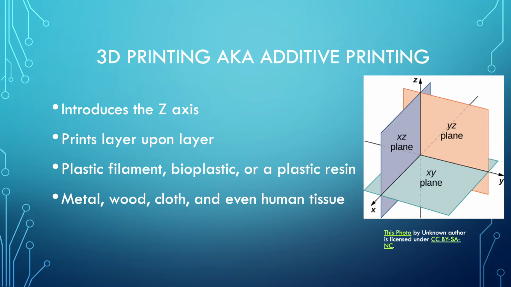The most common materials used for printing are plastic filaments, bioplastic, which is a biodegradable plastic made from corn, beets, or other plants, or plastic resin. Other materials that are not as common and are often reserved for commercial or industrial use are metal, wood, cloth, and even human tissue.